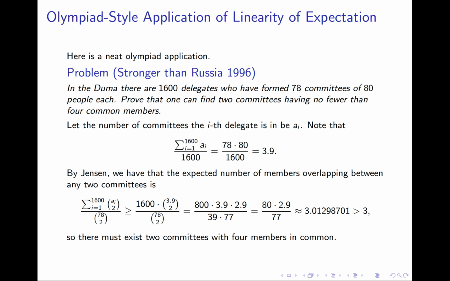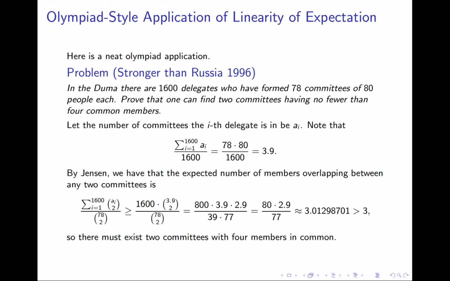Let's move on to an Olympiad application. So in the Duma, there are 1,600 delegates who have formed 78 committees of 80 people each. Prove that one can find 2 committees having no fewer than 4 common members.